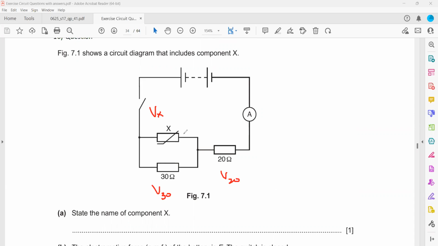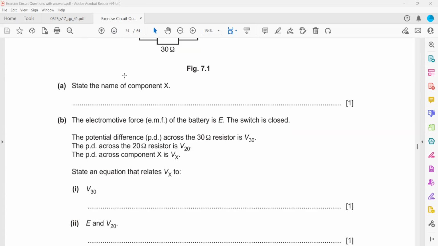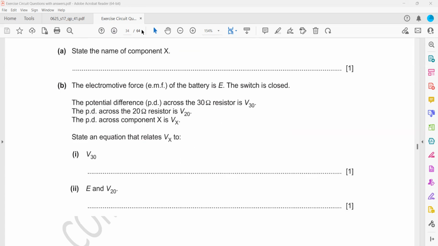Because they are in parallel. So when two components are in parallel, what is the same for them? Voltage or current? If the two components are in parallel, which quantity is the same? Voltage will be the same. So if the voltage here is V30, the voltage here will be V30 as well. So we can say that Vx will be equal to V30, or the voltage across the 30 ohm resistor is the same as the voltage across X.